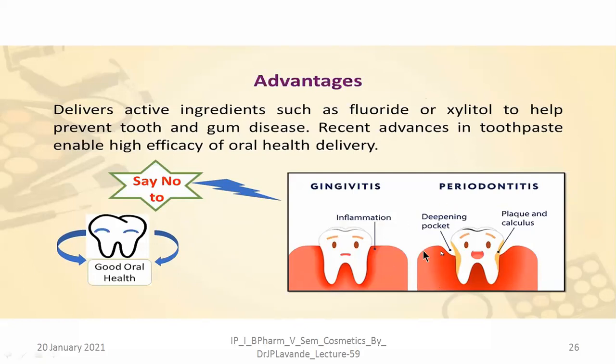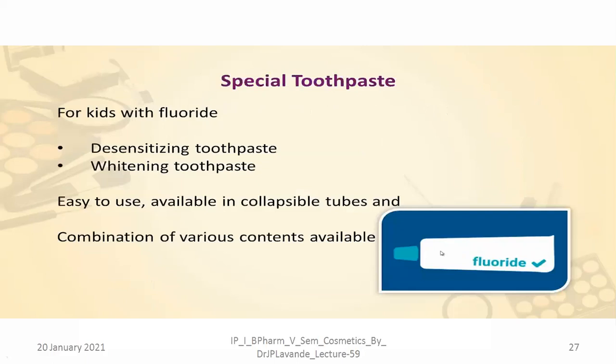Sometimes there are inflammatory conditions, such as gingivitis, which is associated with the gums. And there is periodontitis, where there is a deepening of the pocket, and then there is plaque and calculus formation on the teeth. So good oral health is most important, and no one likes gingivitis and periodontitis. That is avoided just by maintaining good oral health.